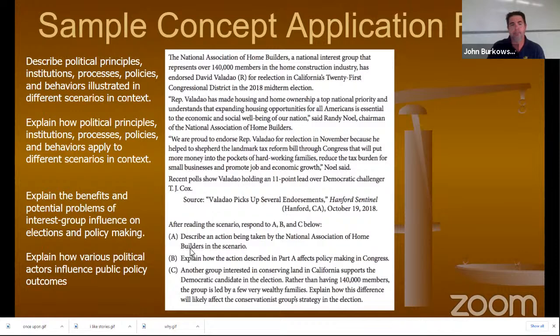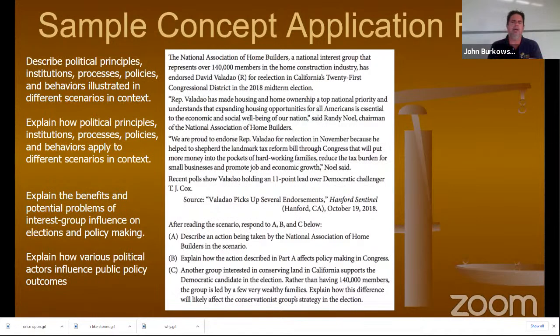That's what you can expect. Part A, describe. B and C, explain. But remember that for even B and C, the word describe is not there, but you will be describing because that is an essential part of the process. So you can tell the reader, I get this. I know government. I'm going to get this.